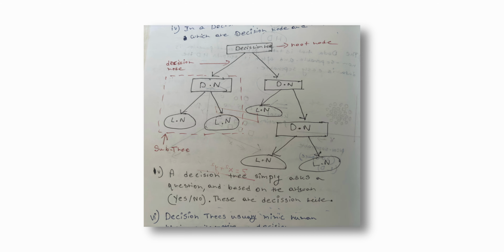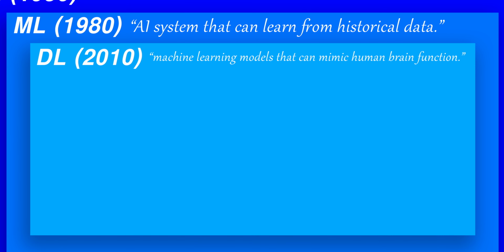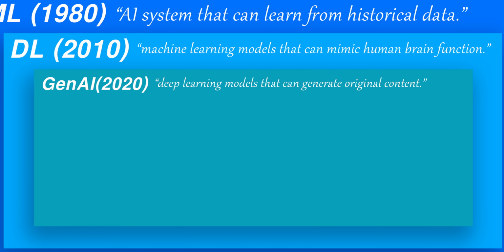Regression, classification, SVM, KNN, naive Bayes, decision tree, random forest are all good examples of that, learning from historical data. But they are not good at learning from their mistakes. So around 2010, we got the concept of deep learning or neural networks, machine learning models that can mimic human brain function. And now it has evolved into generative AI, deep learning models that can generate original content.